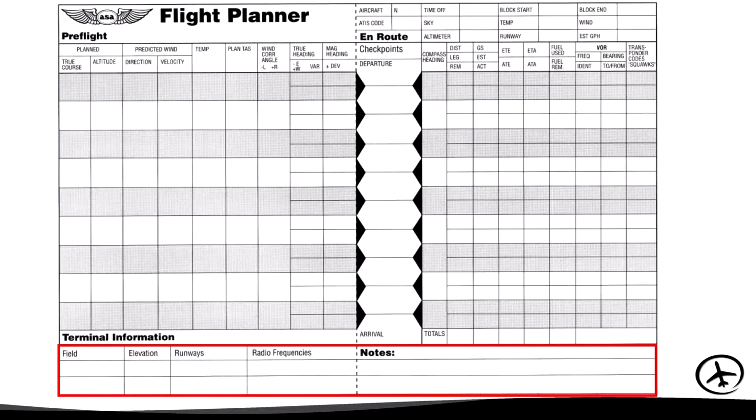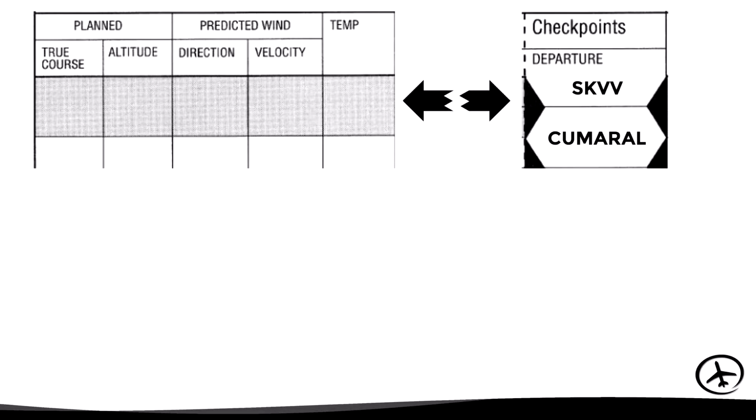Now that we know how the information is arranged in these navigation logs, let's look at how to fill them out. For this, we will use both Jeppesen and ASA templates to fill out the information corresponding to a VFR flight of about 100 miles in a Cessna 172. So with this being said, let's start with the ASA template. Here, the first leg will be from Sierra Kilo Victor Victor, which is our departure airport, and Cumeral, which is a little town that will be used as a checkpoint on the route.